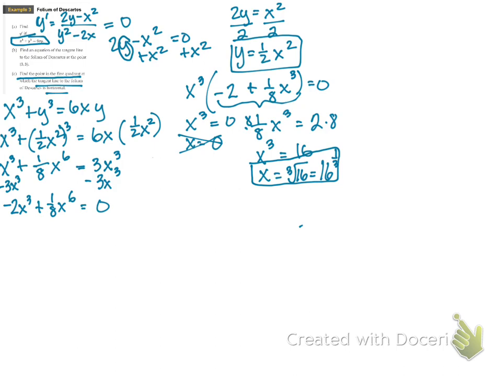So we're looking for a point. We know the x value of our point is going to be 16 to the 1/3. We don't know the y value for when that happens. So we're going back up here into this function. We're going to have y equals 1/2 times 16 to the 1/3 squared. In other words, half of 16 to the 2/3 power.